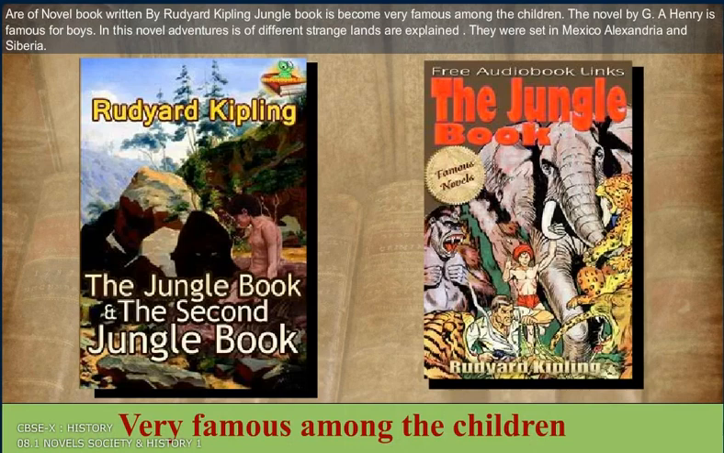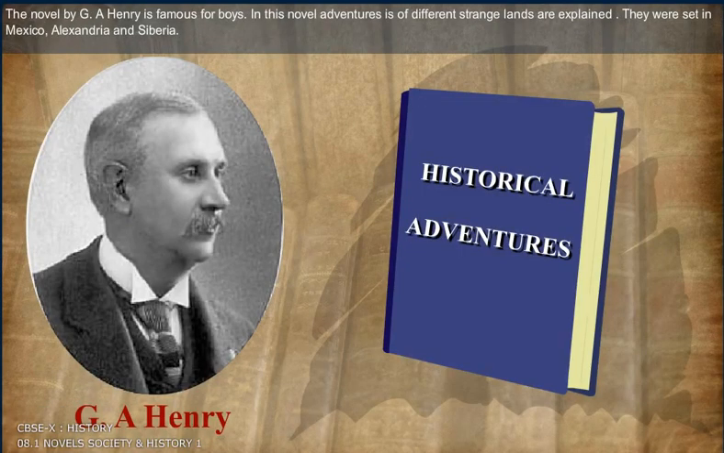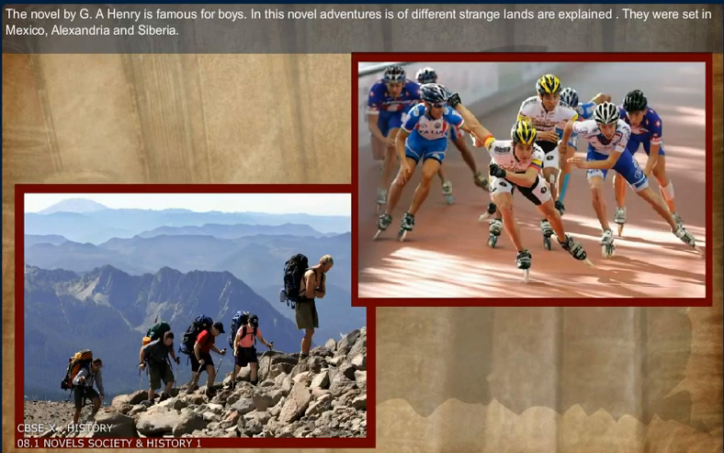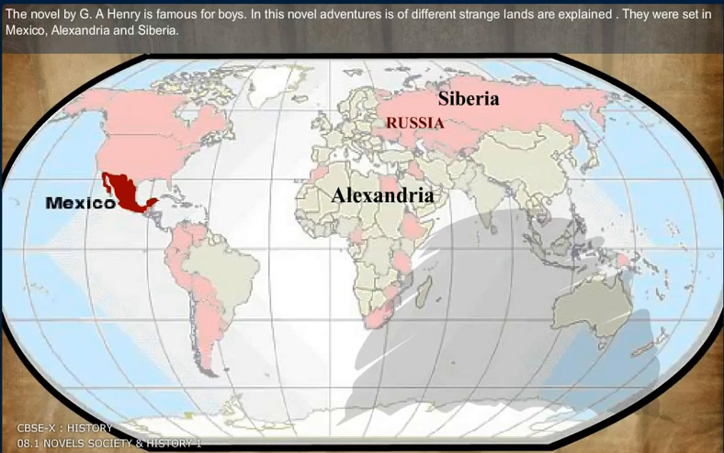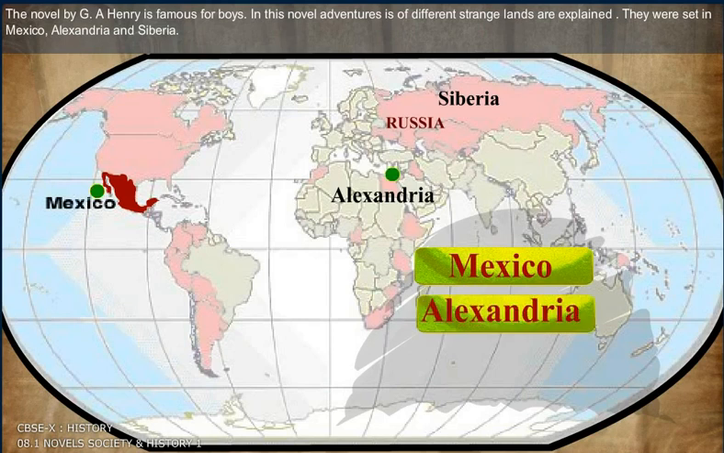The novel The Jungle Book, written by Rudyard Kipling, became very famous among children. The novels by G.A. Henty are famous among boys. In these novels, adventures in different strange lands are explained. They were set in Mexico, Alexandria and Siberia.